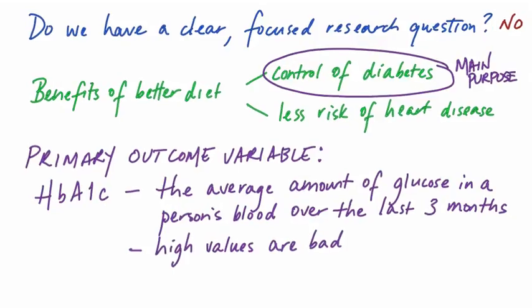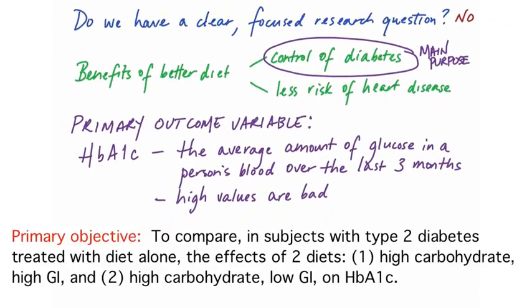So now we have a primary objective, to compare, in subjects with type 2 diabetes treated with diet alone, the effects of two diets. The first, high carbohydrate, high GI, and the second, high carbohydrate, low glycemic index, on blood HbA1c concentrations. I've slipped in here that the study is only going to look at type 2 diabetics who are treated with diet alone, so not taking any medication for their diabetes. We'll come back to this point later.